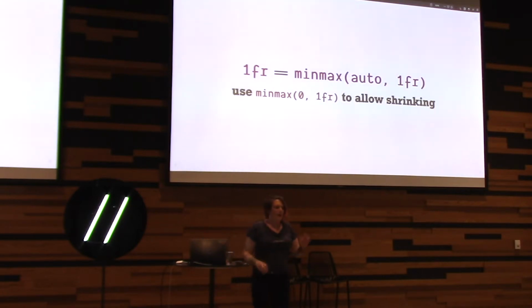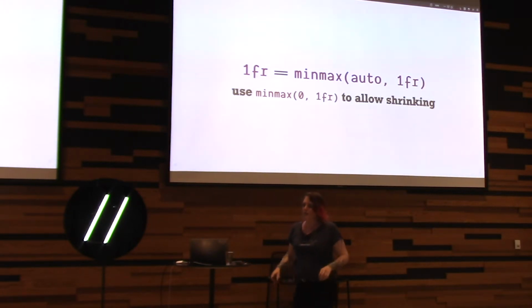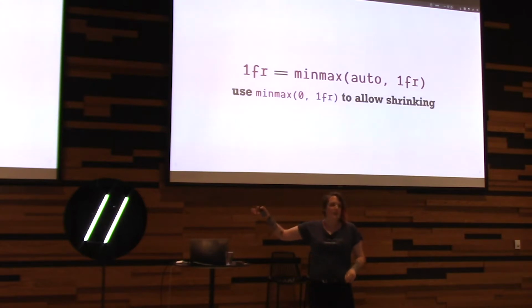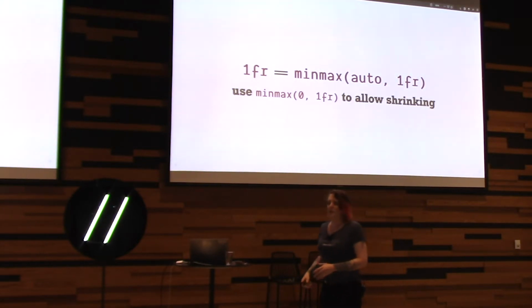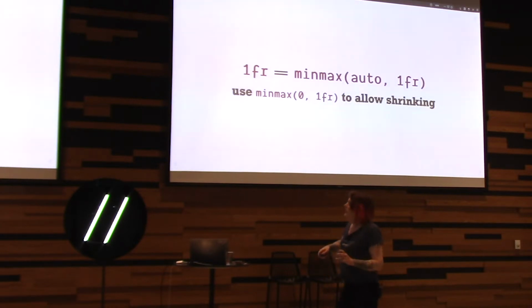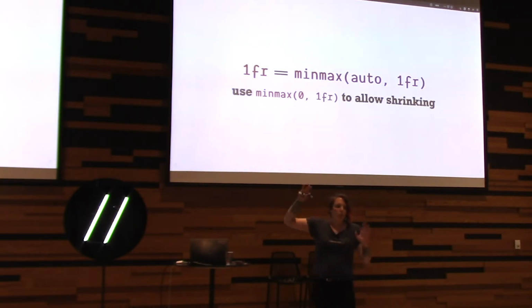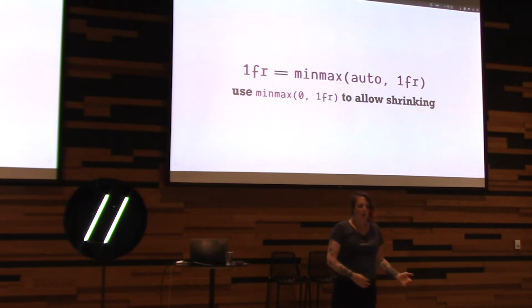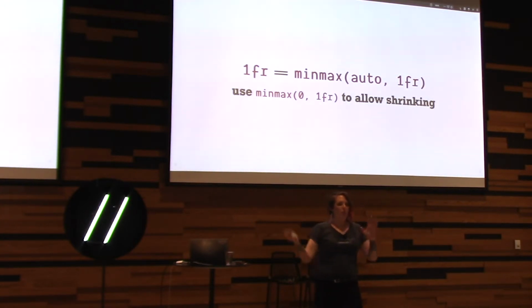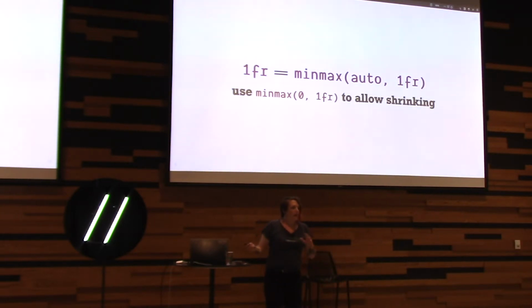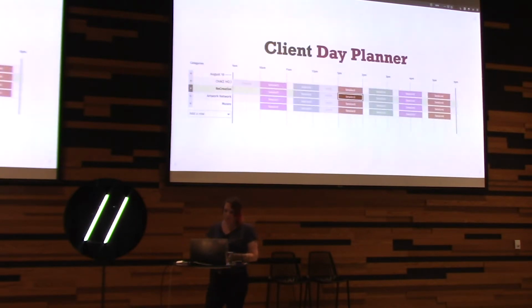All right, this is a little trick that might get you. If you ever just say one fraction, what you're actually saying is min-max auto one fraction. So you can set something to be one fraction and suddenly it gets huge, and that's because its auto size is big, like you have a big image in there. So if you ever need one fraction to also get smaller, you have to say min-max 0 one fraction, or any number that's smaller. The minimum can be whatever you want, but it's by default auto.